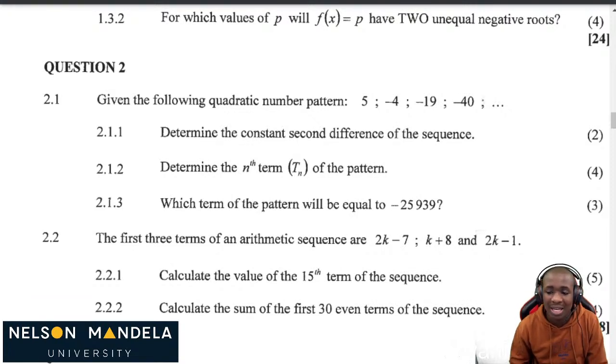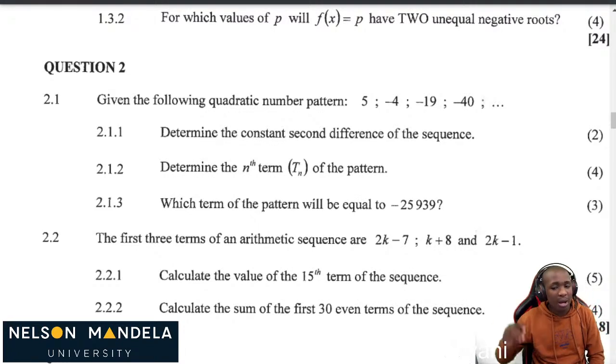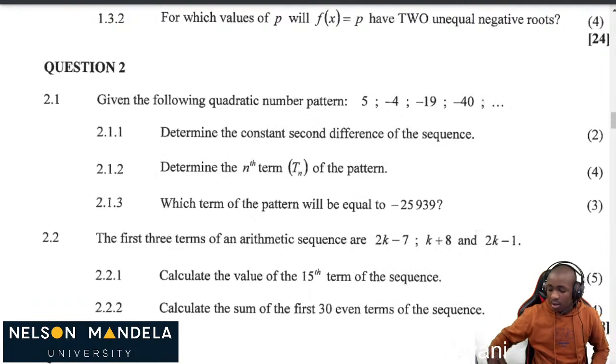It is always the case that we have the second constant difference, and we always know that in order for us to have our Tn, or our nth term, we calculate it by saying an squared plus bn plus c. Then you will have to calculate the value of a, the value of b, and the value of c, so that you can have your formula, your general term.